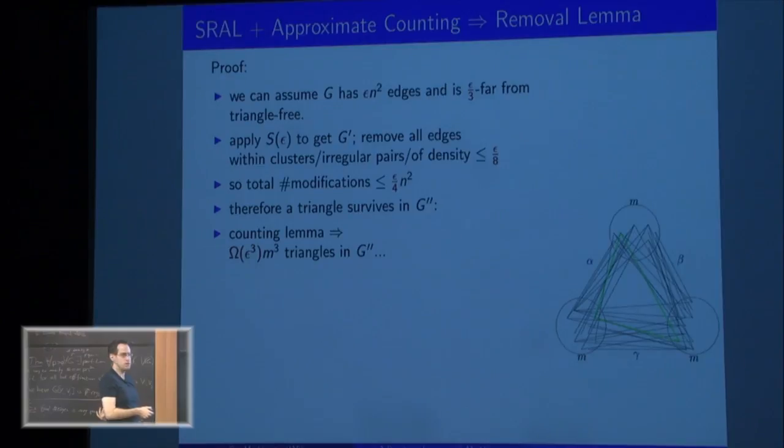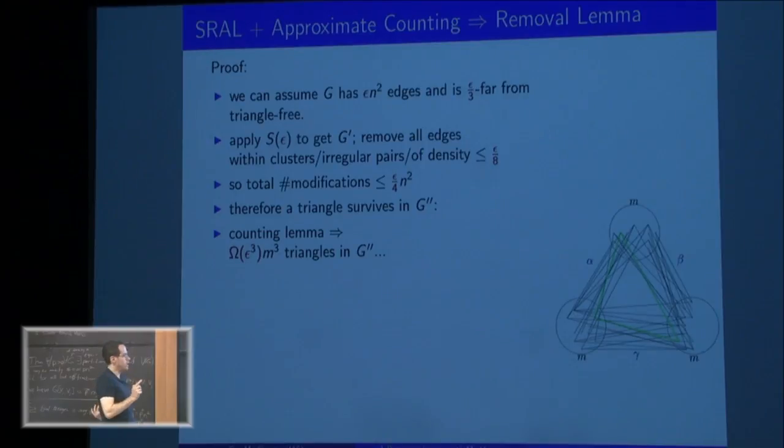How many triangles do we get? Roughly alpha, beta, gamma, m cubed. M is the number of vertices in a cluster. Alpha, beta, gamma are all at least omega of epsilon. So what we get is roughly omega of epsilon cubed, m cubed triangles in this clean graph G prime.